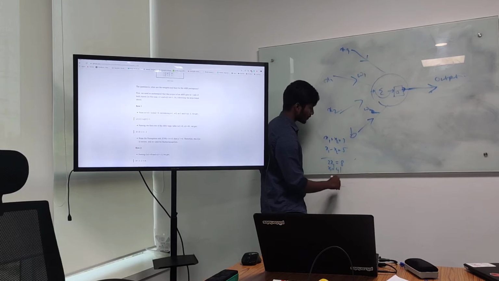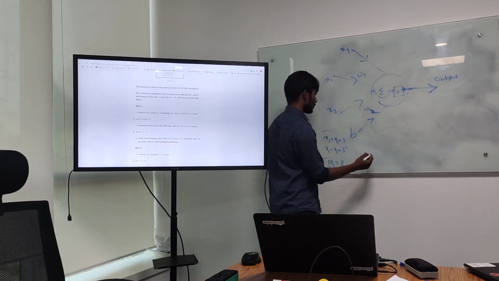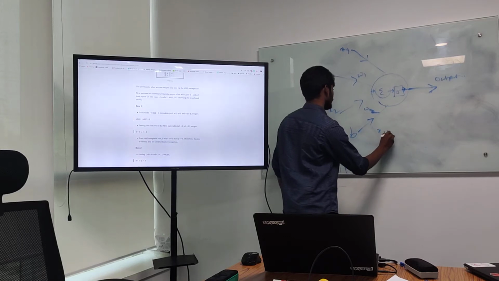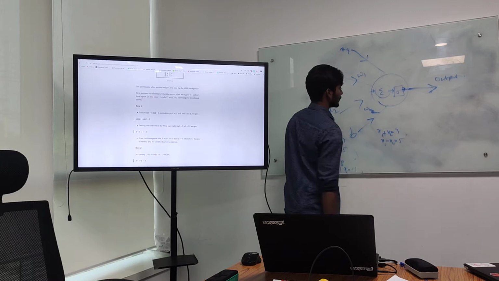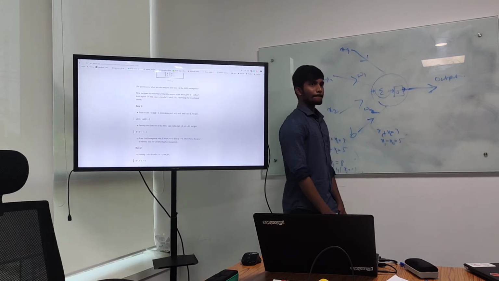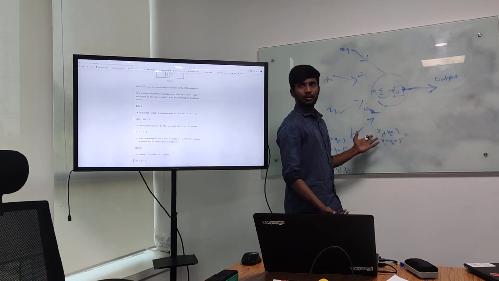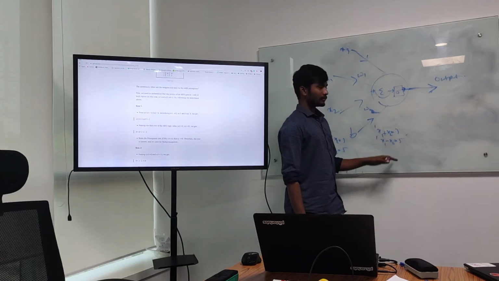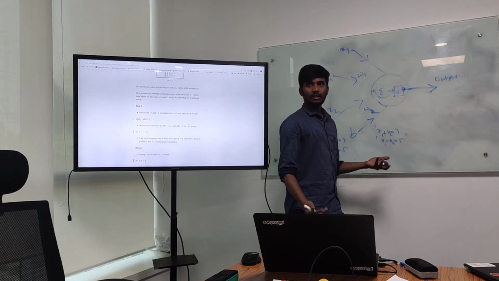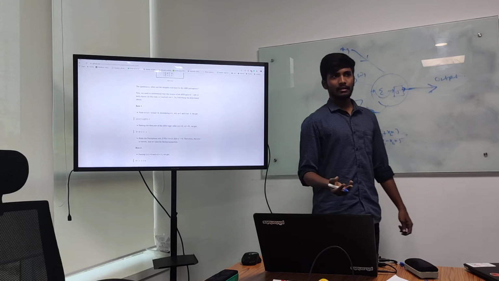x1 equals 4, which means x2 is minus 1. I can do this. What else can I do? x1 plus x2 is equal to 3, x1 minus x2 equals 5. The simplest thing, if you don't know how to solve this, is brute force. You take x1 is equal to 1, then see whether x2 can be solved, whether you're getting a unique value or not, and all that. That is one of the other ways of solving it.